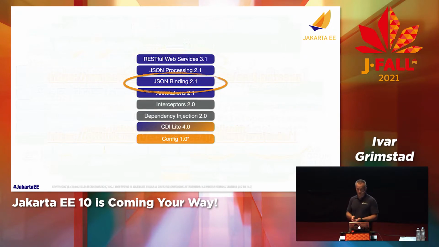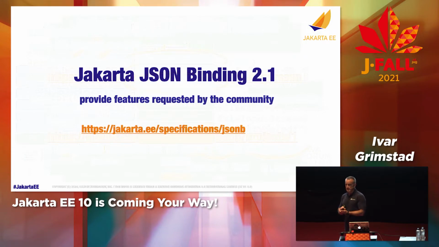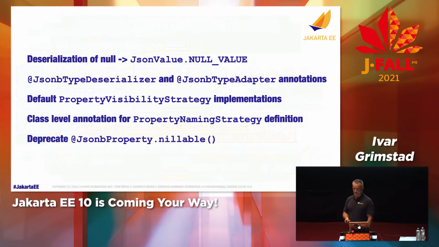So JSON Binding. JSON Binding will have a minor update providing community requested features. And as you see, the URL is specifications/jsonb. And some of the things they are adding are just to make life easier for the developer, such as deserialization of null, and some smaller deprecations here and there, and just making the serialization and deserialization easier and more convenient for developers.